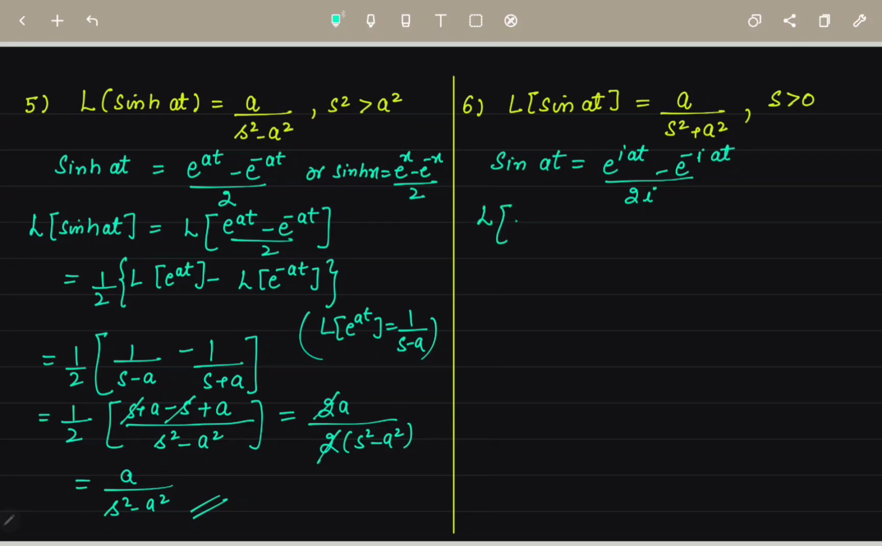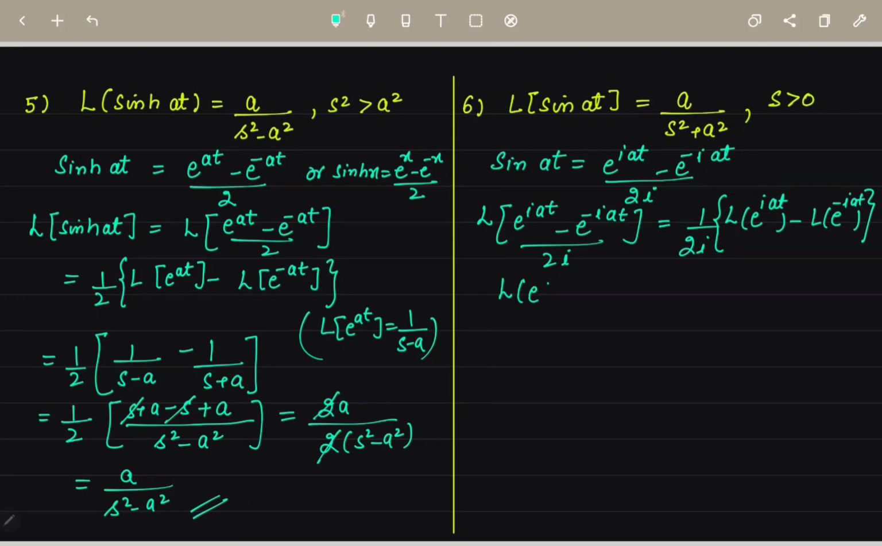So I will write Laplace transform of e raised power iota at minus e raised power minus iota at, then whole divided by 2 iota. So this is equal to 1 by 2 iota, then Laplace transform of e raised power iota at, and minus Laplace transform of e raised power minus iota at. So we know that Laplace transform of e raised power at is equal to 1 divided by s minus a. So using this property, we have 1 divided by 2 iota.